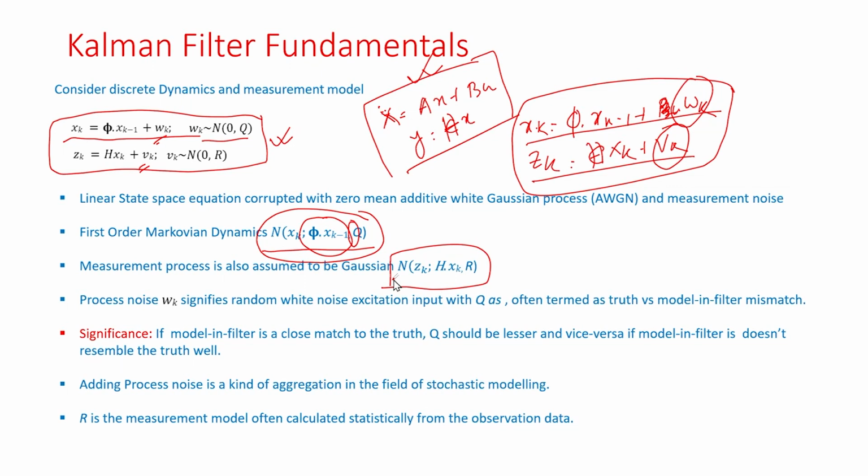So, I have to model it, and the amount of unknown is put as some kind of white noise excitation. Q is basically called the truth filter mismatch, or process filter mismatch. The model I am using to approximate the actual environment: if they are a very good match, then obviously my Q will be less, which means my model is very perfect. But if it is vice versa, if my model is not a very good replication of the truth, then I have to give more Q.